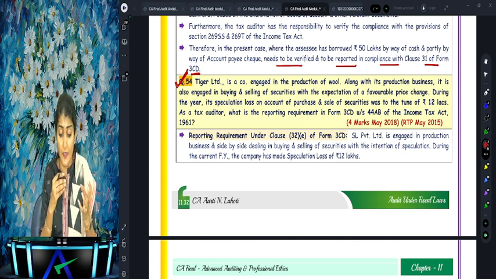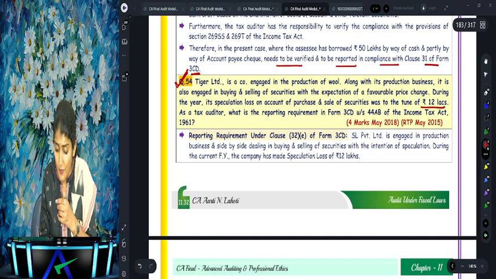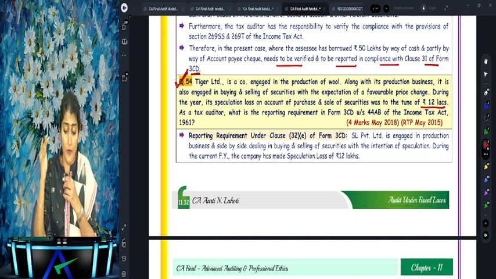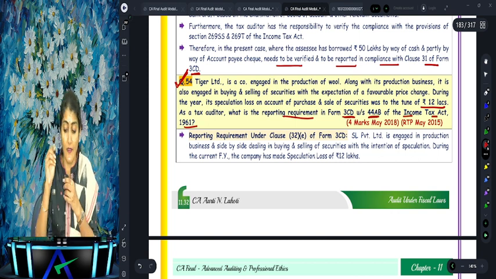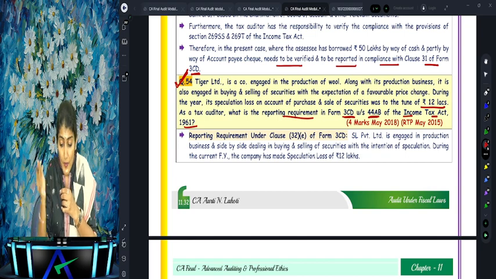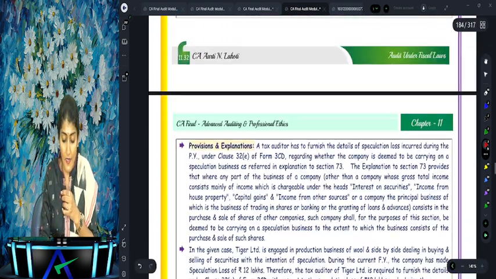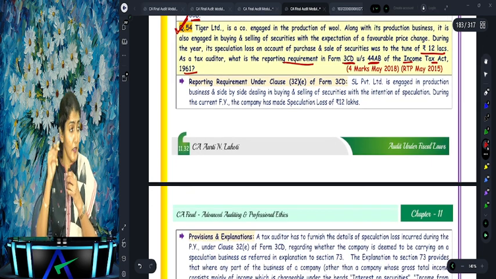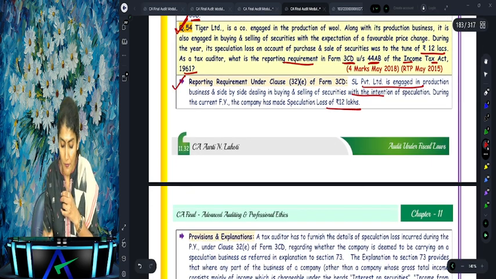During the year, its speculation loss on account of the purchase and sale of security was to the tune of 12 lakh. As a tax auditor, what is the reporting requirement in Form 3CD under Section 44AB of the Income Tax Act? Is it deemed to be carrying on the speculation business? Yes. And is there a speculation loss which has been incurred? Yes. So what does it say? Reporting requirement, in which you write down the facts of the case.